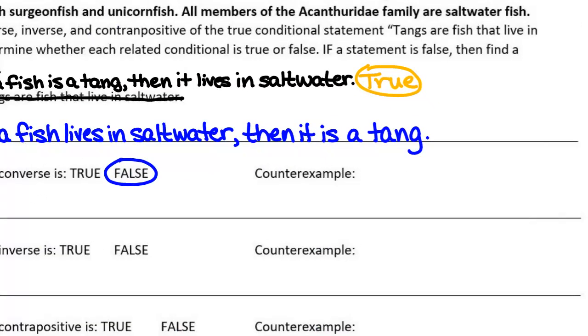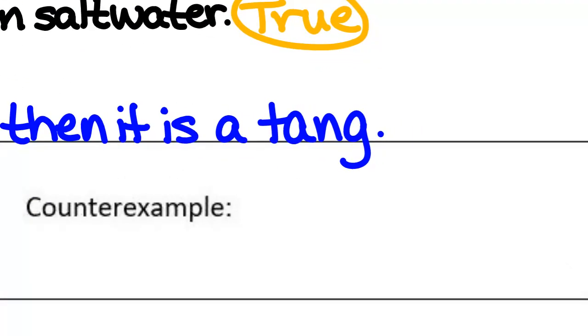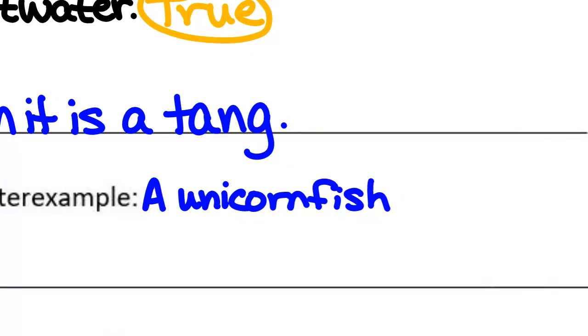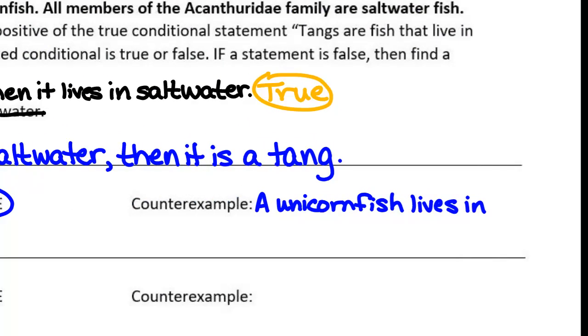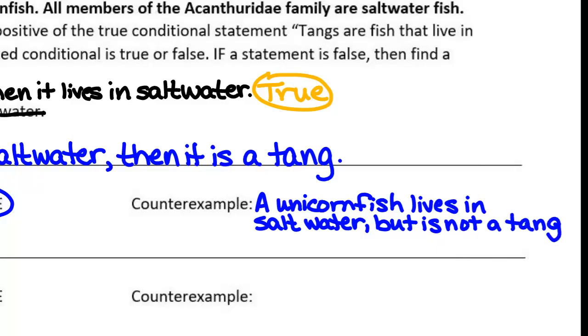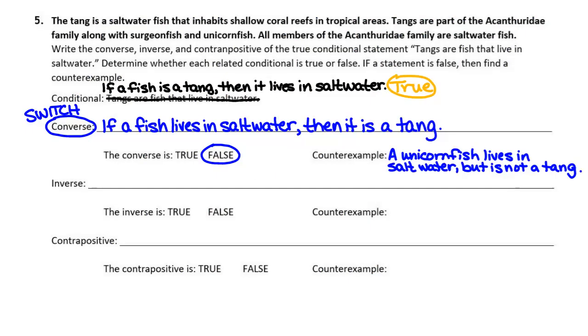So what's another example of a fish that lives in salt water, but is not a tang fish? What's an example of a fish that lives in salt water? Unicorn fish. A unicorn fish lives in salt water, but is not a tang. All right, so that's our converse.